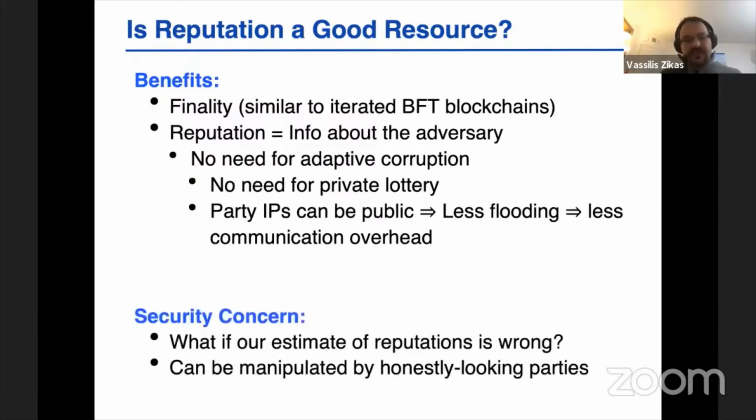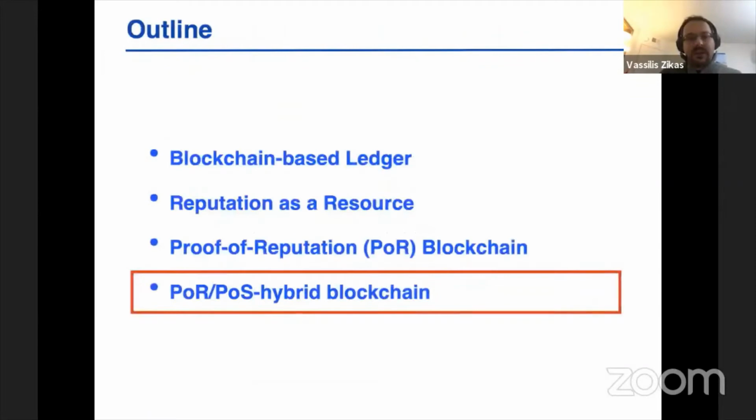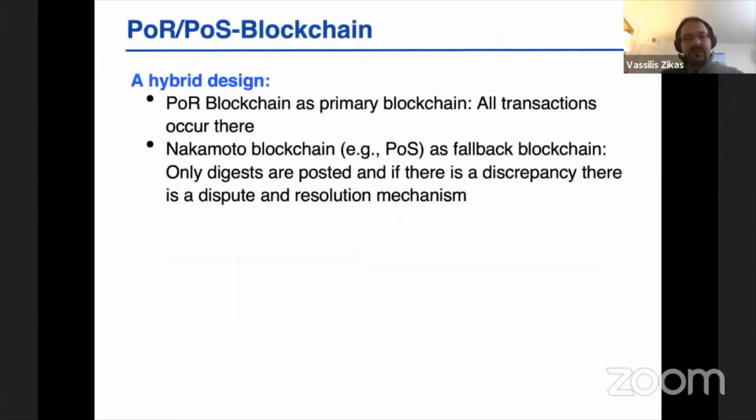But you might be thinking that reputation is subjective. How do I know the reputation of a party? How do I guess this probability? Of course, it's a manipulatable quantity. Parties might behave honestly to increase their reputation, and then misbehave. So to address this, what we do is we devise a hybrid design where the proof of reputation blockchain is used as a primary blockchain. All transactions occur there.